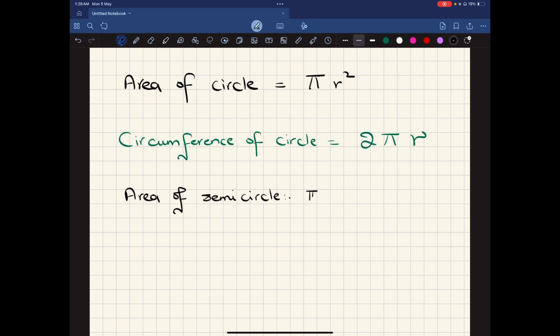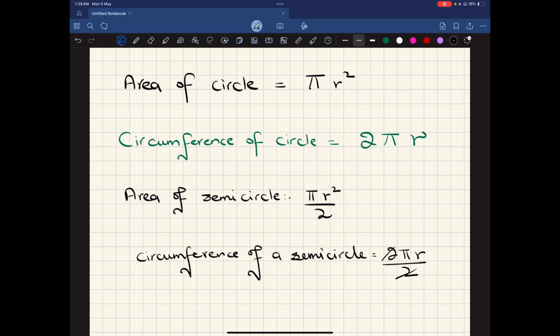So the area is going to be pi r squared divided by 2, and the circumference of a semicircle is going to be 2 pi r divided by 2. The 2s will get cancelled out, so it's pi r.